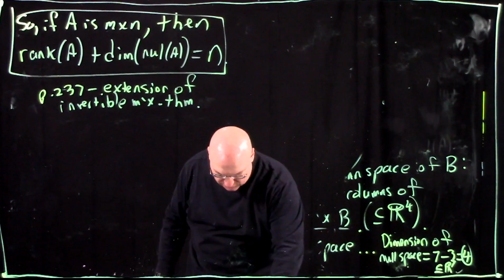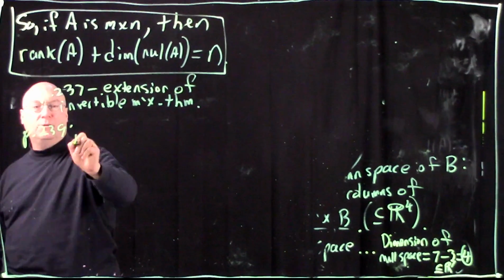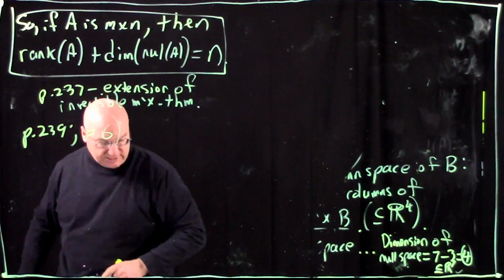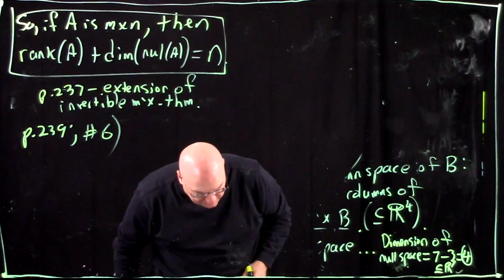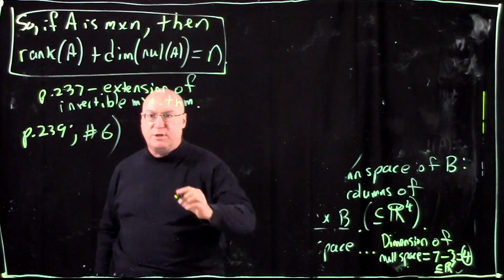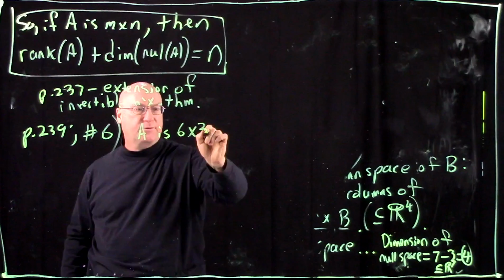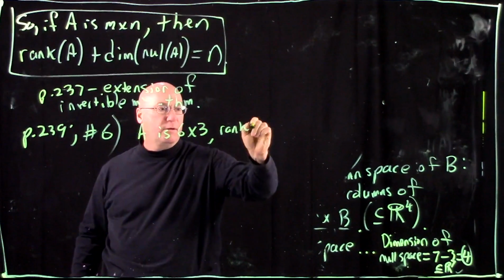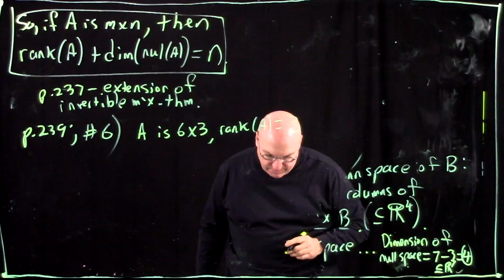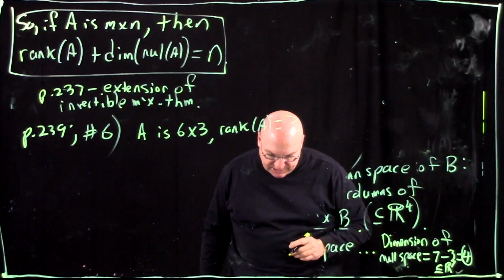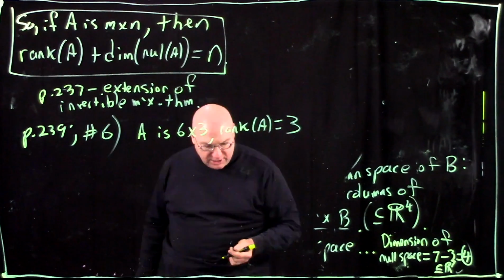So I'm on page 239, number 6. Number 6 says a 6 by 3 matrix A has rank 3. So A is 6 by 3, and the rank of A is equal to 3. Find the dimension of the null space of A, the dimension of the row space of A, and the rank of A transpose.